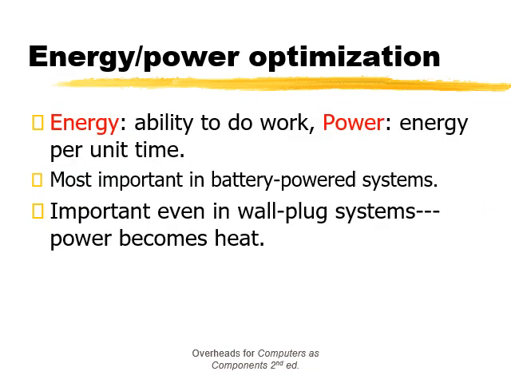So as you know, energy is the ability to do work, whereas power is energy per unit time, and both are very important in battery powered systems. However, it is also important for wall plug-in systems because more power means more heat dissipation. So we want to keep the power down as much as possible in order to overcome the heat.